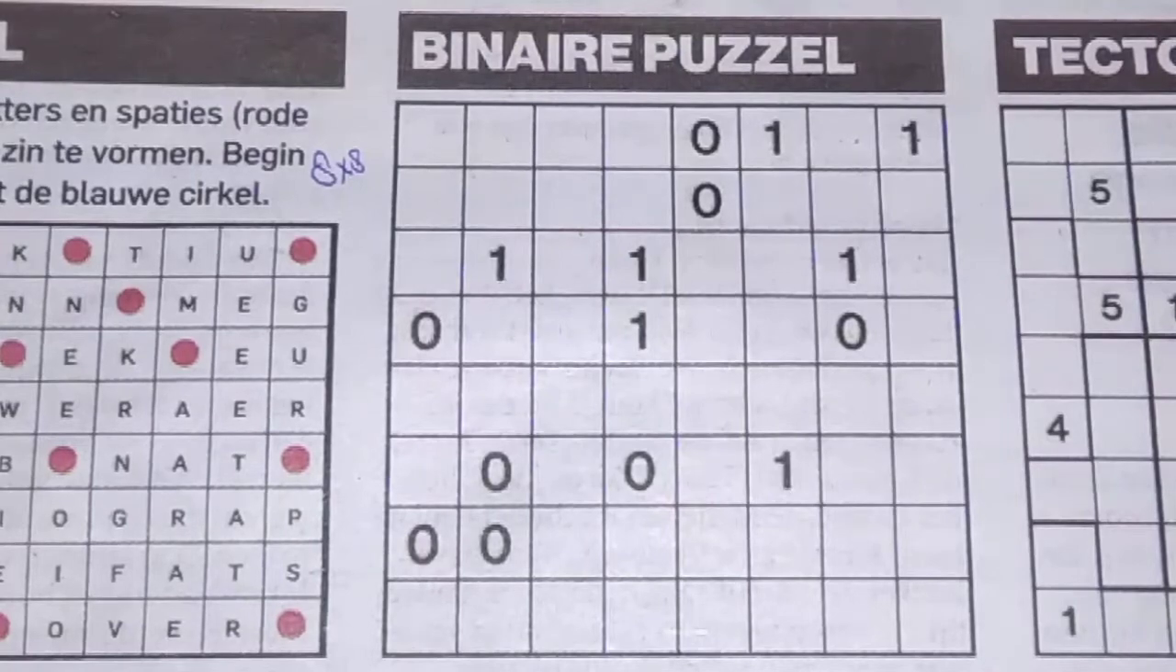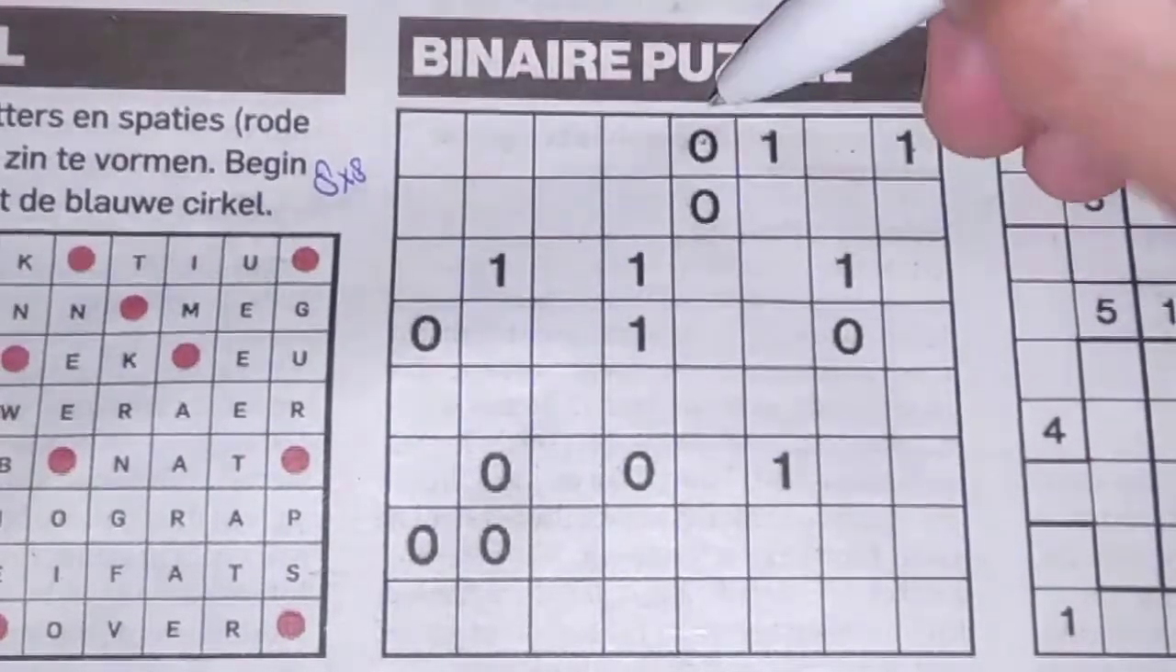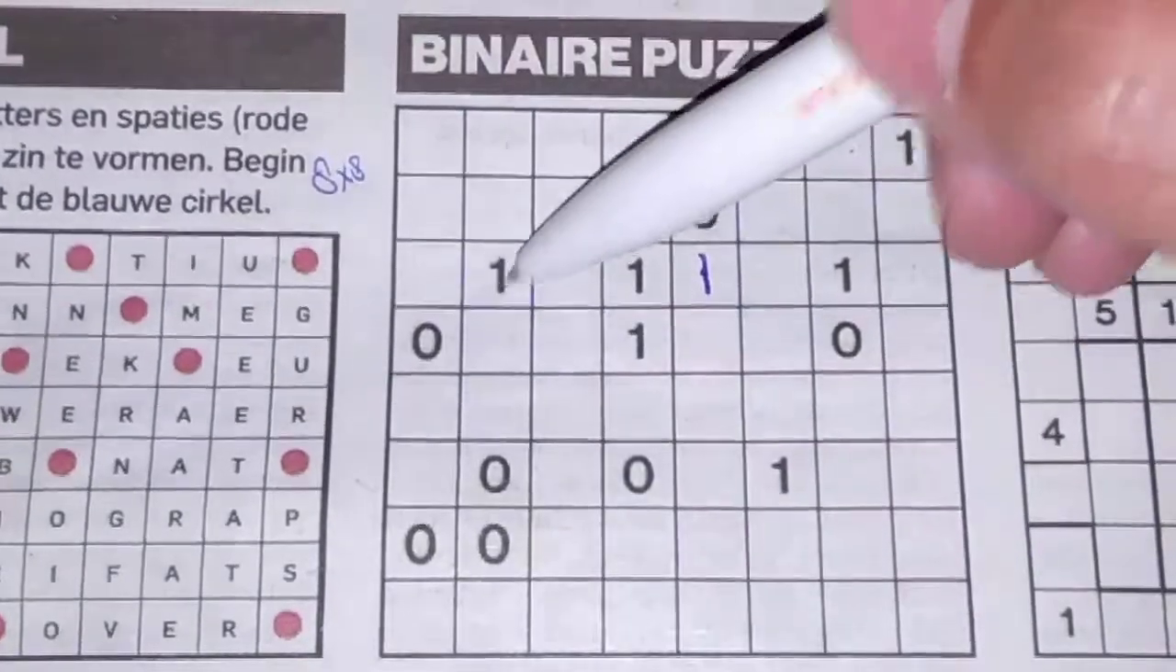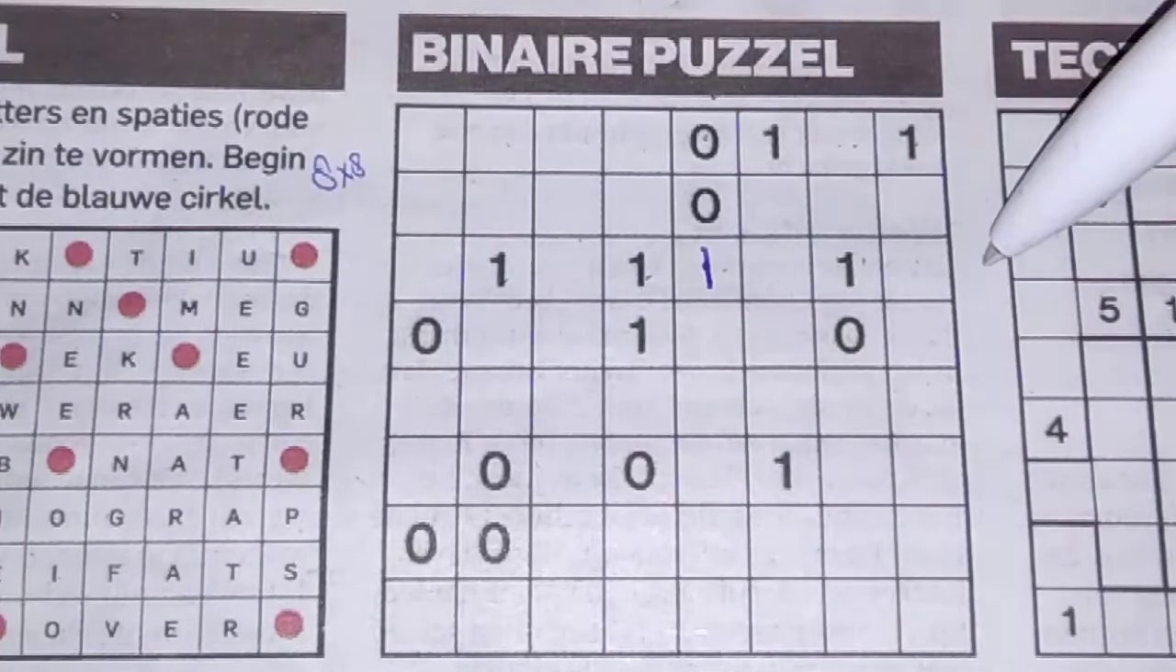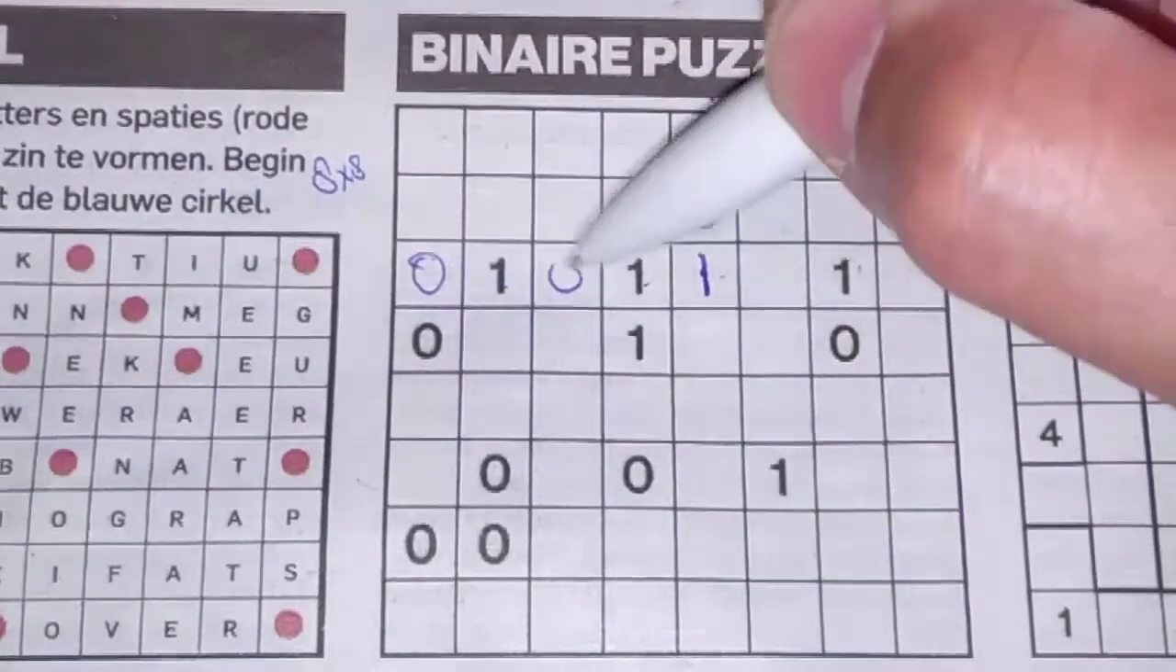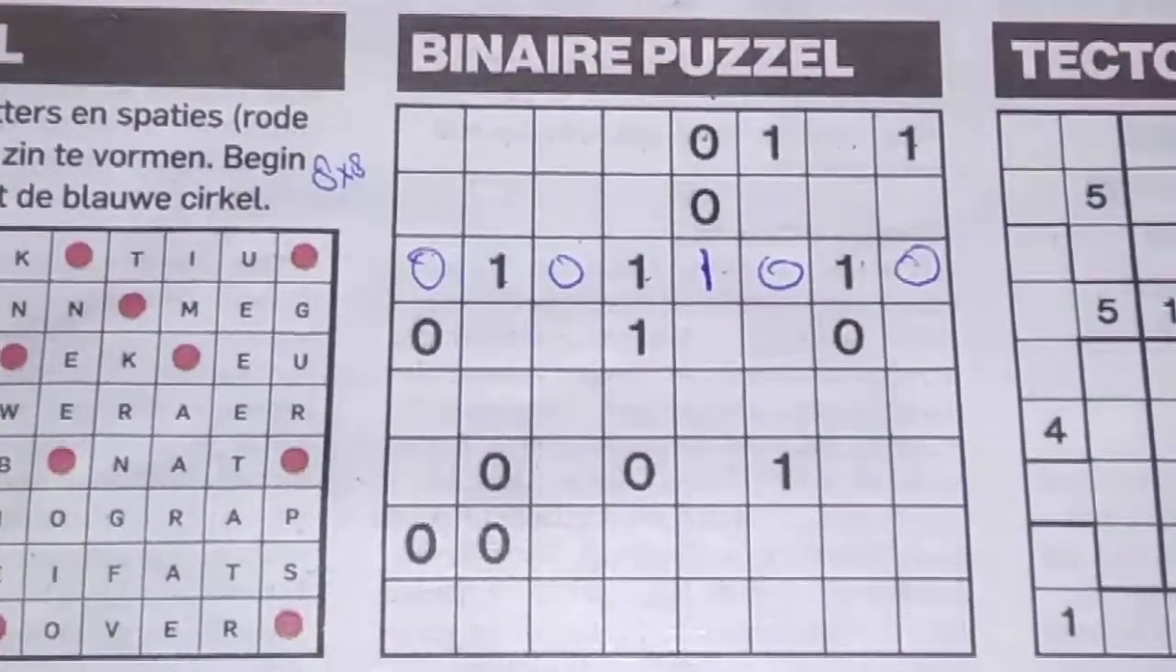So let's get started. We have a double O here, so here one, there one. We have now 4 ones in this row, so the rest are O's. Yes. Alright.